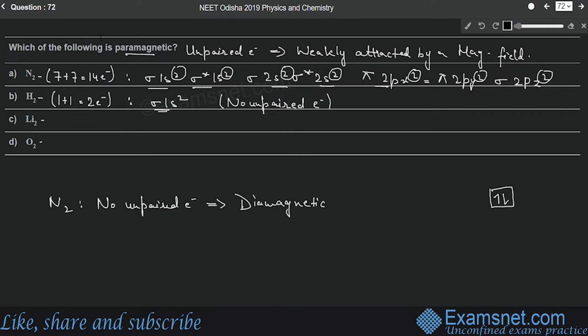Now, the third one is lithium. So lithium atom has 3 electrons. So lithium molecule will have 3 plus 3, that means 6 electrons. Now let's write down the electronic configuration of lithium. So sigma 1s2, then sigma star 1s2, then sigma 2s2. So 6 electrons completed, 2 plus 2 plus 2. So here also we can see that all the 3 molecular orbitals have 2 electrons each. That means again no unpaired electrons.